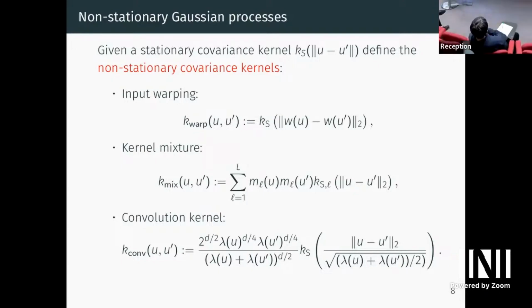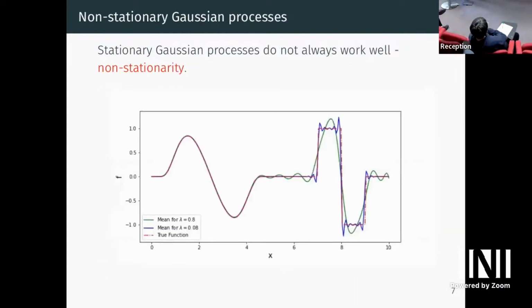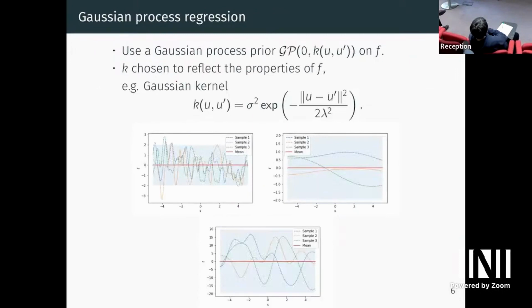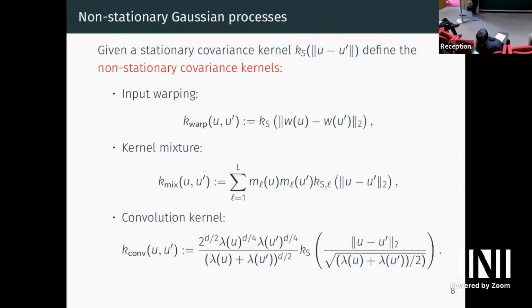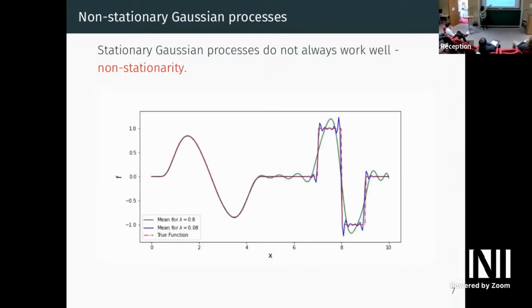And the third one relates to this length scale lambda in the stationary kernel. So instead of having a constant lambda here, it allows us to vary it over the domain. You can see how this could be useful.